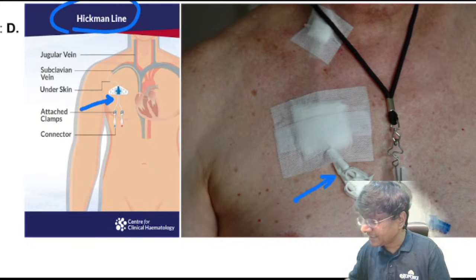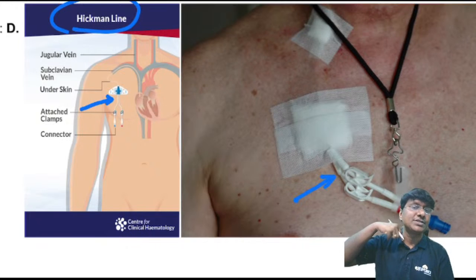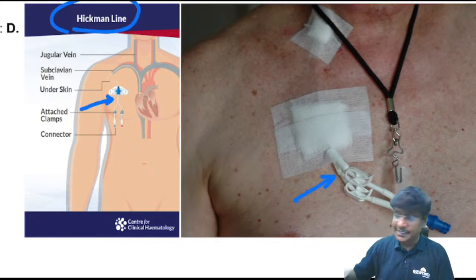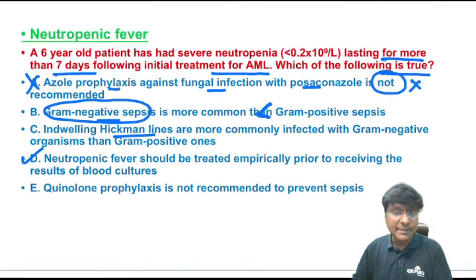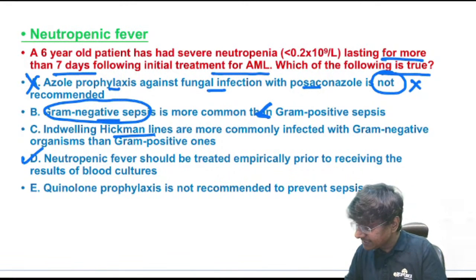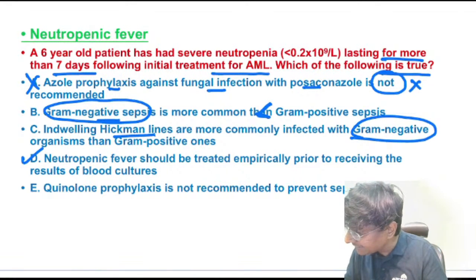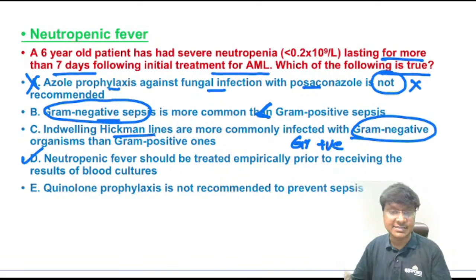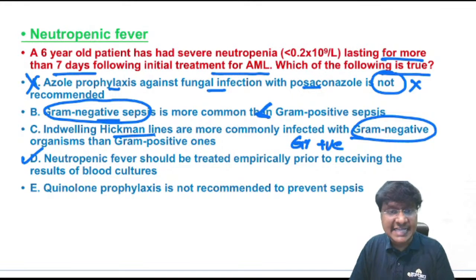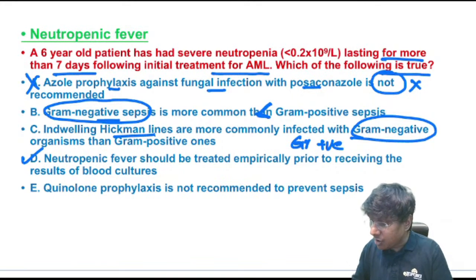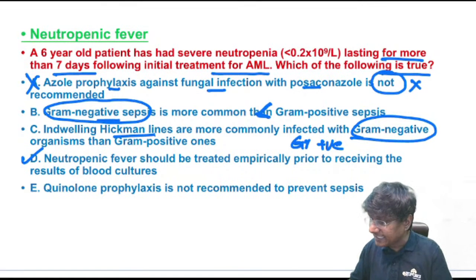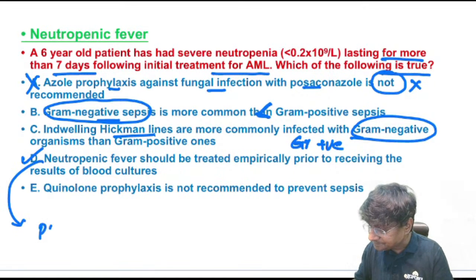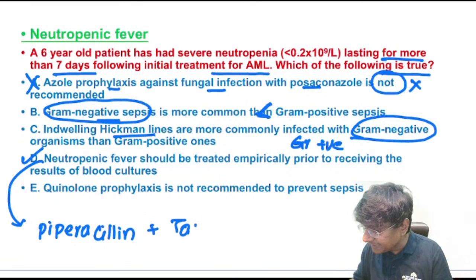This is your Hickman line. That is nothing but the line which we pass into the central venous catheter. Now, these indwelling Hickman lines are more commonly infected with gram-positive organisms. It is not gram-negative, it is gram-positive. And what is that gram-positive organism? That is Staphylococcus epidermidis. All these neutropenic patients have to be given empirical antibiotics, and the particular empirical antibiotic that we give is piperacillin plus tazobactam.